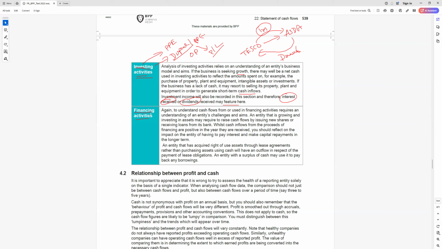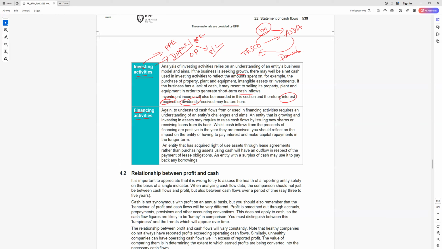And on top of that, anything relevant to long-term finance, for example the loan or the payment for any long-term liability, will be linked with the financing activities. Let's quickly have a look. Again, to understand the cash flow from or used in financing activities requires an understanding of an entity's challenges and aims.